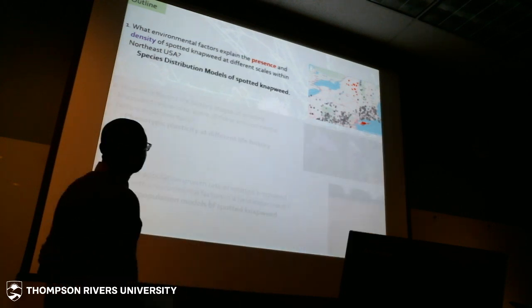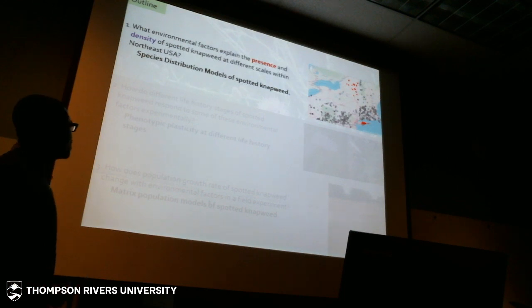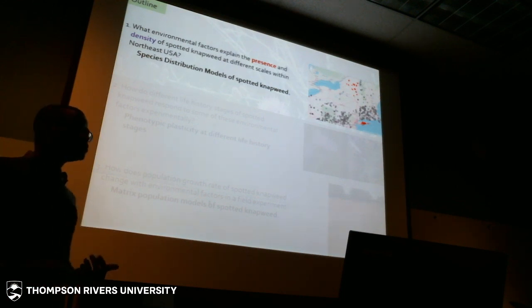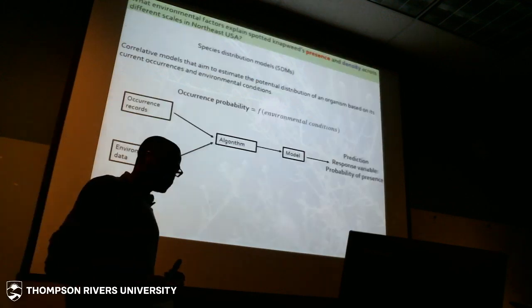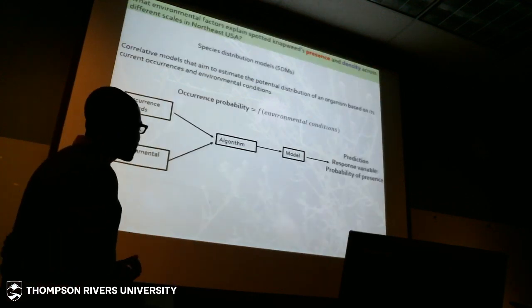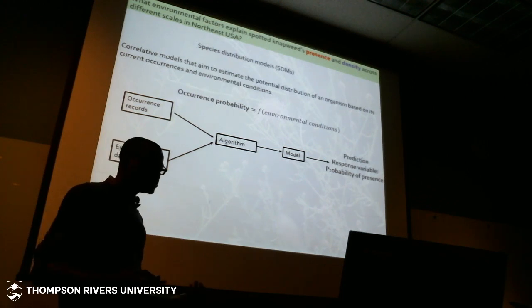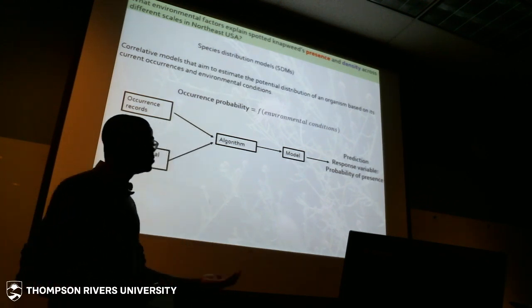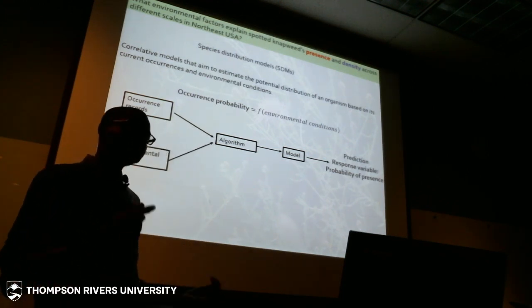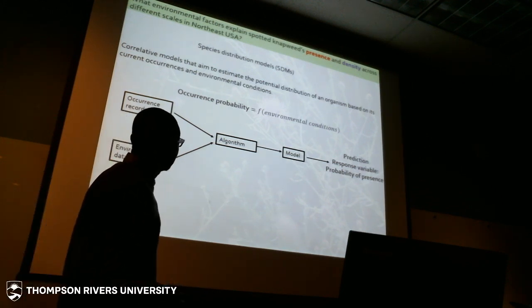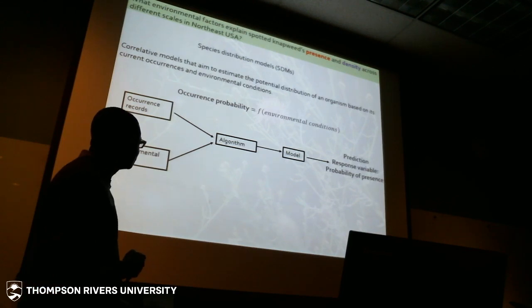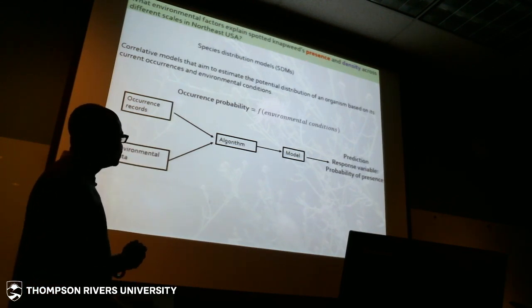Okay, so the first question. In order to answer the first question, I built species distribution models of spotted knapweed. And so what are species distribution models? These are correlative models, and the idea behind these models is to estimate the potential distribution of an organism based on the current distribution and based on environmental factors. And so essentially, you are saying the probability of the occurrence of an organism is a function of the environmental conditions.